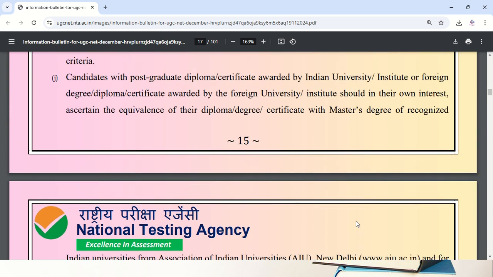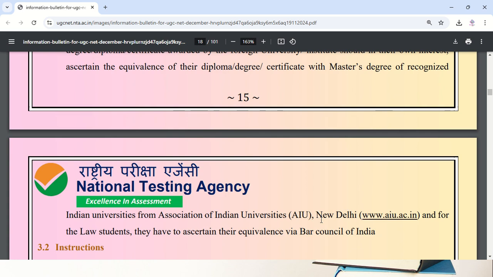For a master's degree, or a foreign diploma certificate or foreign degree, the candidate should on their own ascertain the equivalence of their diploma or degree certificate to a master's degree of a recognized Indian university from the Association of Indian Universities. That's required. Suppose you have completed anything from abroad, that should be equivalent to an Indian degree; you need to get this kind of equivalence from New Delhi. The respective website address has been provided. For law students, that is the Bar Council of India. They will provide you this equivalency certificate.